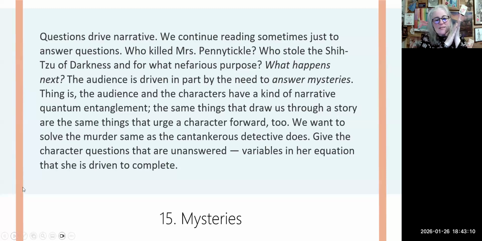The thing is, the audience and the characters have a kind of narrative quantum entanglement. The same things that draw us through the story are the same things that urge a character forward too. We want to solve the murder the same as the cantankerous detective does. Give the characters questions that are unanswered, variables in her equation that she is driven to complete. So characters need mysteries.